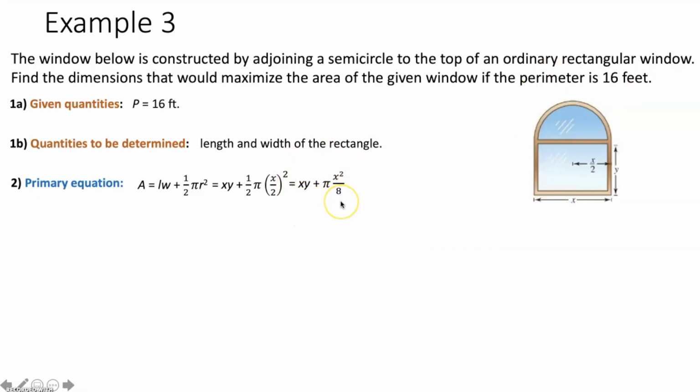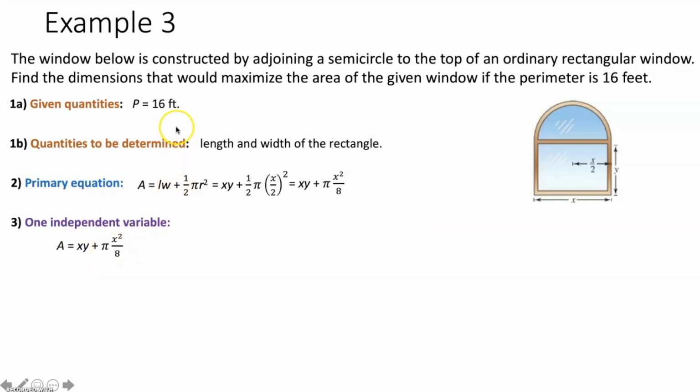Because we have our primary equation, we can now move on to the next step, which is to rewrite it so it only has one independent variable. So here you can see we have an x and a y. We can't have both of those. Remember, pi is just a number, so we can leave that. But x and y, we can only have one because we need to take the derivative to find our critical numbers. So how do I substitute in something for x or y?